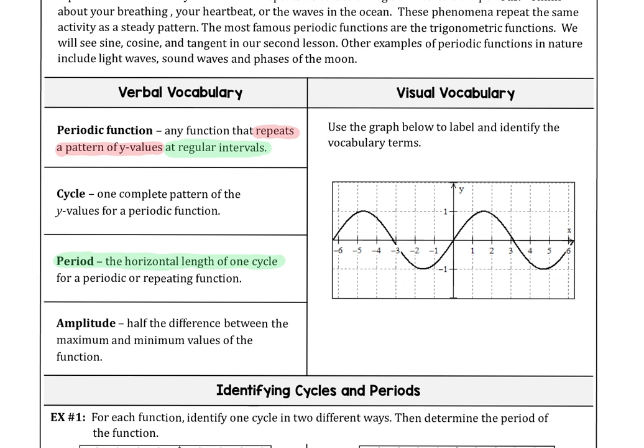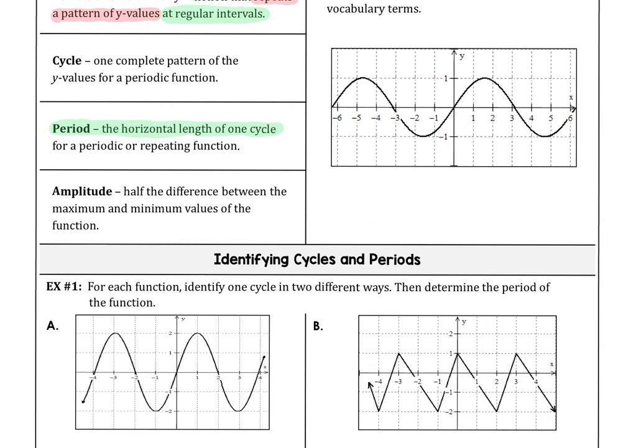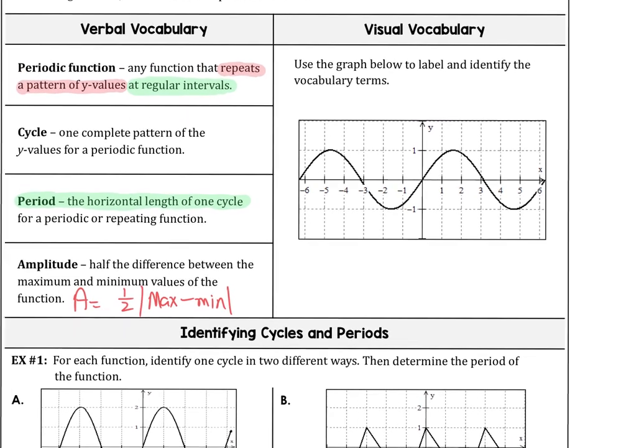And then finally, the last thing we're going to look at is going to be the amplitude. The amplitude is half the difference between the maximum and the minimum values. For amplitude, I want you to get used to using this function here. It's going to be 1/2 times the absolute value of the maximum value minus the minimum value. We're going to use that equation a lot to determine what the amplitude is. So let's take a look over here at the right.